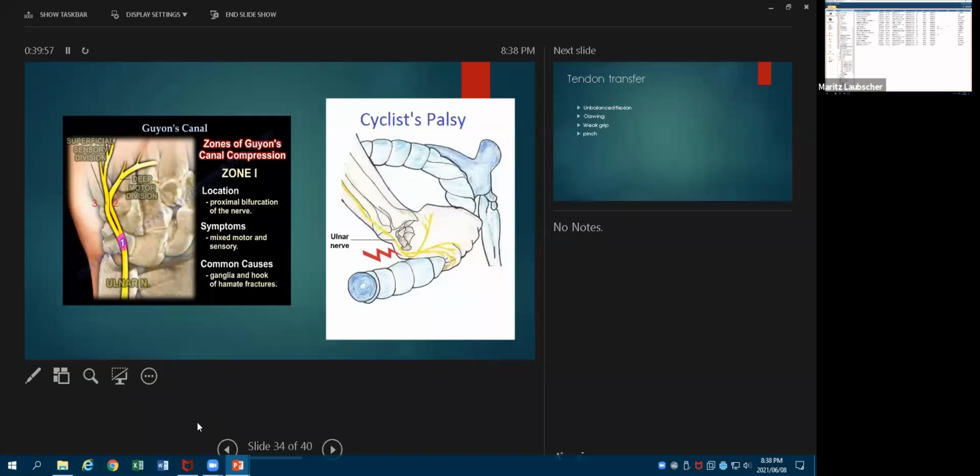And remember, there is a classification: zone 1, 2, 3. I wouldn't fuss too much about that. But zone 1 is proximal, where it takes up both motor and sensory. Zone 2 is motor, if I remember correctly, and zone 3 is sensory only. I wouldn't bother with that. But the vast majority you see are type 2, which is motor only.